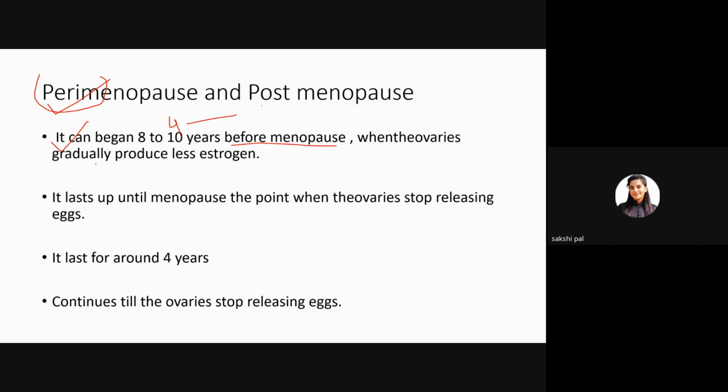When the ovaries gradually produce less estrogen, okay, slowly. It will not happen exactly like menopause happening today, not like that. It lasts up until menopause, the point when the ovaries stop releasing eggs. Actually, in the starting, slowly fewer eggs are released. After that, at the time of the menopause, the complete stoppage of egg release happens. So in premenopause it will happen. It lasts for around 4 years, as I told you. It continues till the ovaries stop releasing eggs, because the stage when ovaries stop releasing eggs will be menopause. So up till that, these premenopausal symptoms will continue.